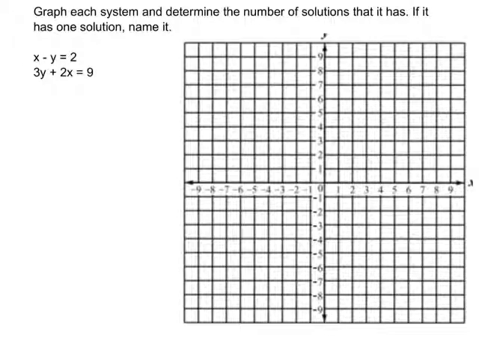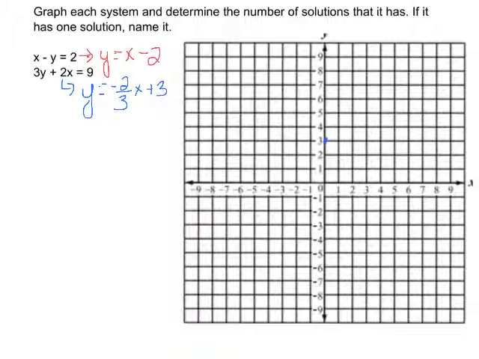So the first thing that you should have done is you should have rewritten your equations to put them into slope-intercept form. And the first one, we're going to get that we have y equals positive x, actually, minus 2. And then my second one will become y equals negative 2/3 x plus 3. So now I can go ahead and graph these, and I'm going to start with that second one.